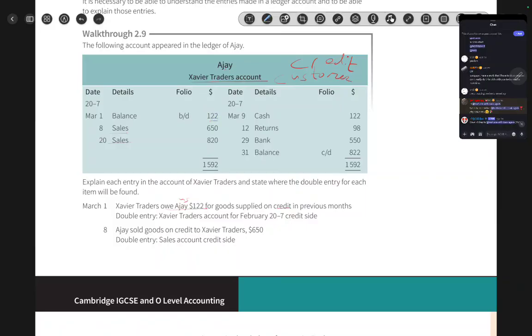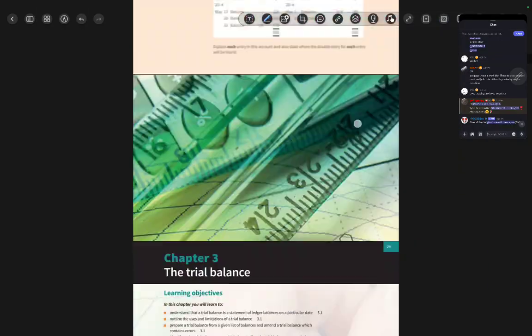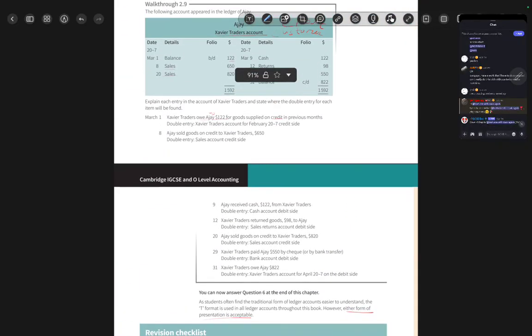Okay, oh man, this is too lengthy. I want to finish chapter 3 as well in like 7 minutes. Okay, but this is pretty simple. It's just explaining it. You can read it probably.